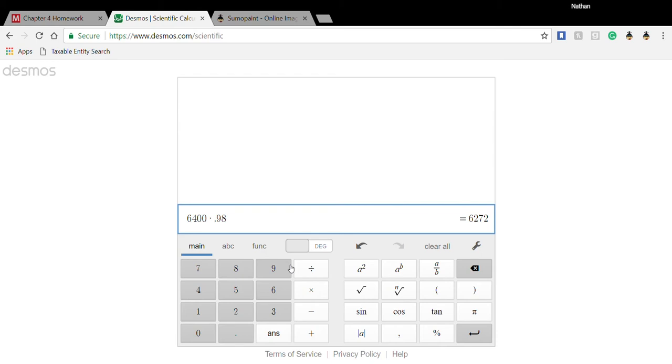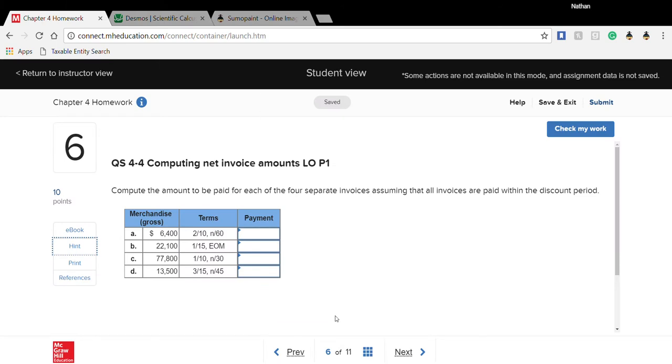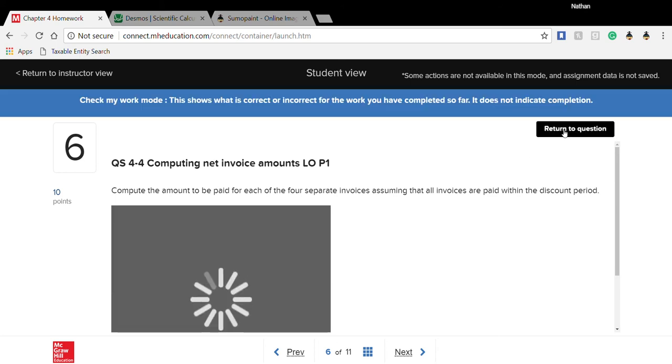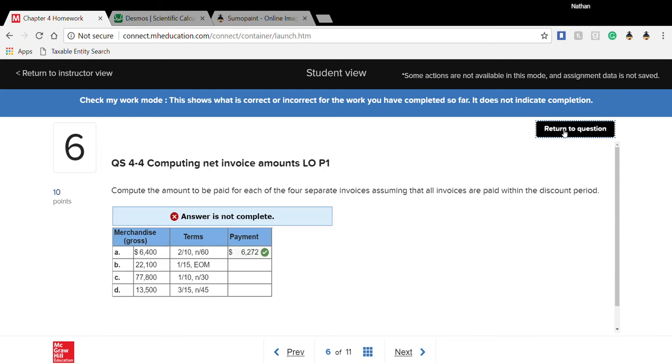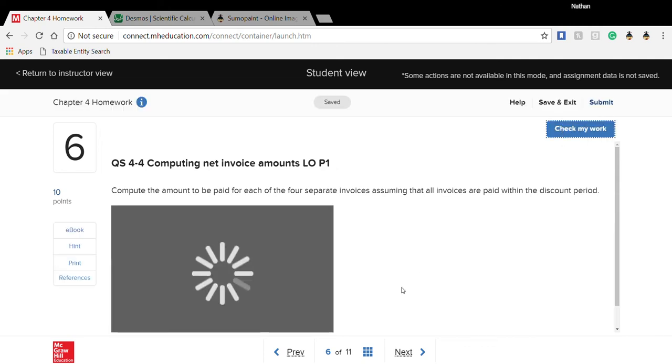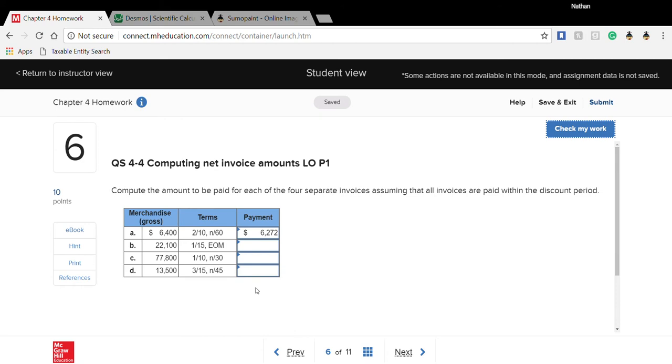And we're always going to do it in decimal form. So that actually means we're going to pay 6,272. And again, if you want to do this method, as soon as you put it in, hit check my work. And boom, always correct. Make sure you fill out all 3 blanks. So let's go ahead and keep going.